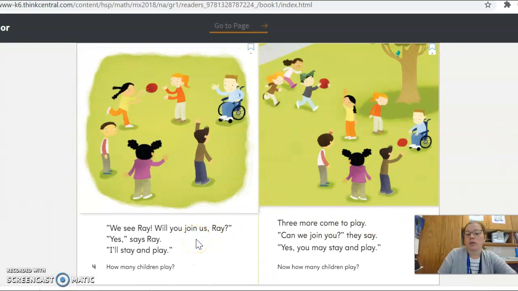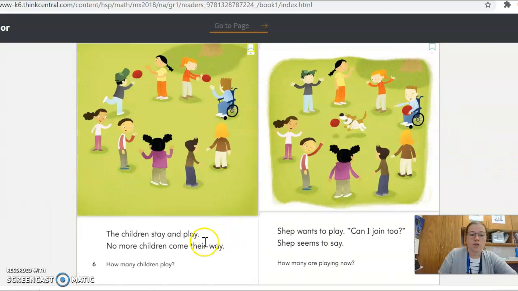We see Ray. Will you join us, Ray? Yes, says Ray. I'll stay and play. How many children play? 1, 2, 3, 4, 5, 6. 3 more come to play. Can we join you, they say? Yes, you may stay and play. Now, how many children play? 1, 2, 3, 4, 5, 6, 7, 8, 9. The children stay and play. No more children come their way. How many children play? 1, 2, 3, 4, 5, 6, 7, 8, 9.